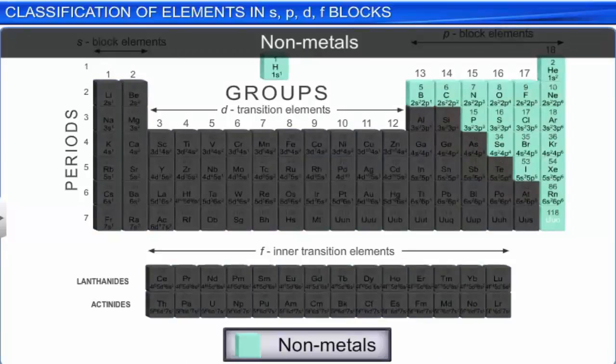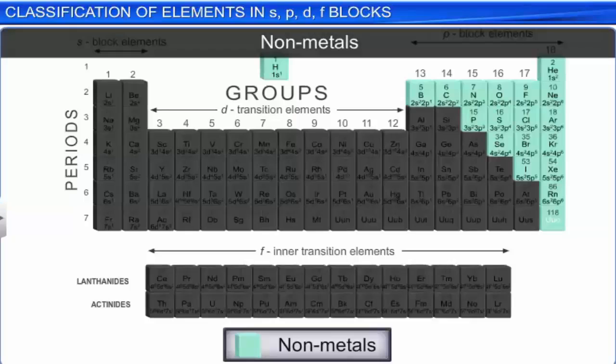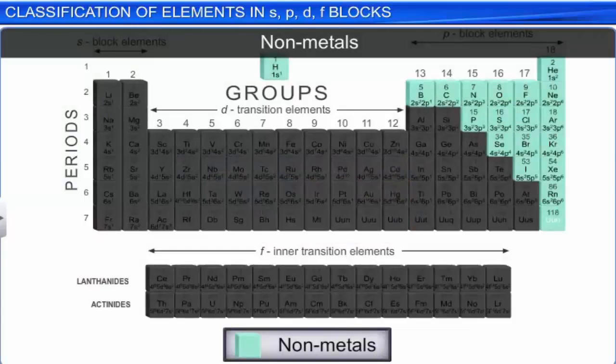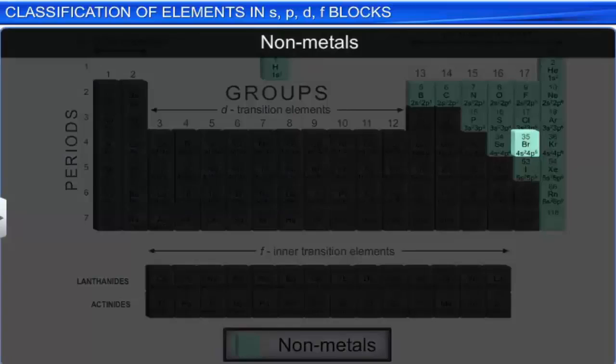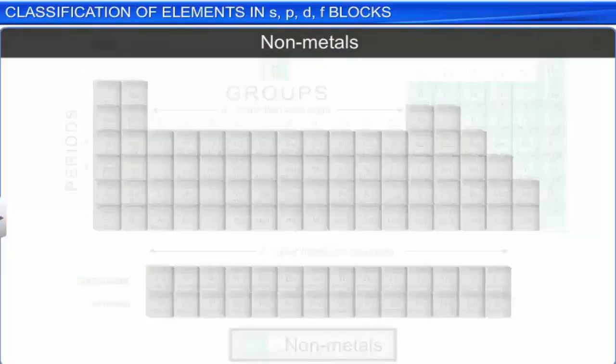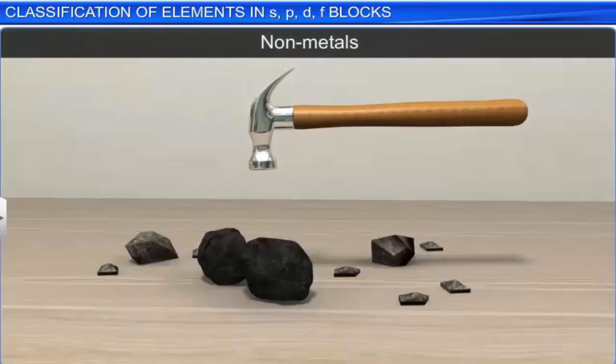Nonmetals are usually solids or gases at room temperature with low melting and boiling points. Exceptions are boron and carbon, which have high melting points of 2300 and 3930 degrees Celsius respectively. It is also important to note that bromine is the only nonmetal that exists in liquid state at room temperature. They are poor conductors of heat and electricity. Solid nonmetals are brittle, non-malleable, and non-ductile.